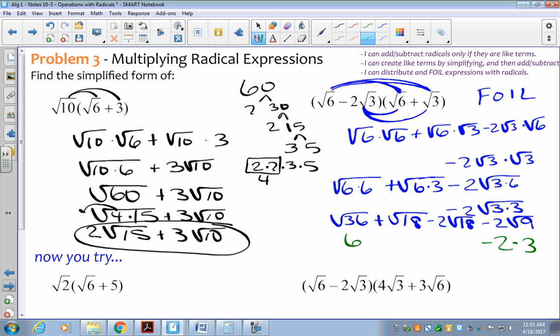Okay, Rachel, are you ready? Positive root 18 minus 2 root 18 is how many root 18? Yes.